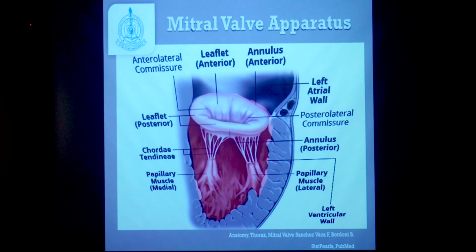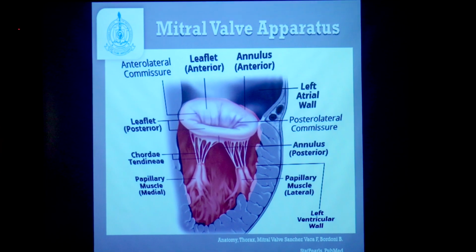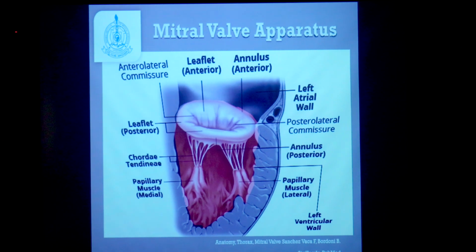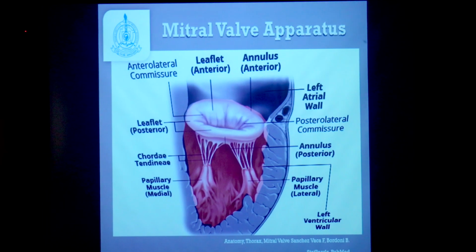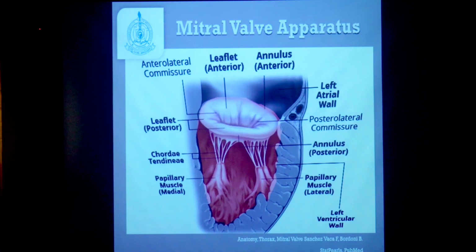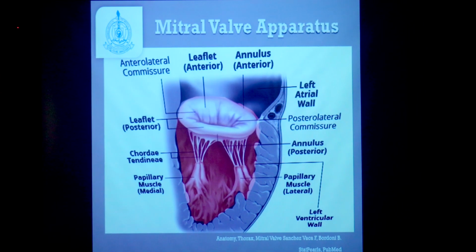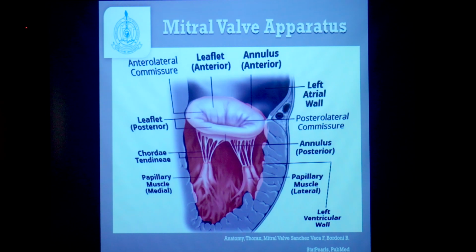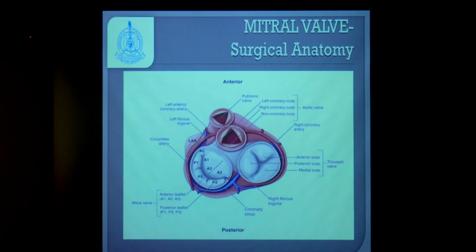This is the mitral valve apparatus. The mitral valve apparatus includes 5 important structures: the mitral annulus, the mitral leaflets, the anterior and the posterior leaflets, the chordae tendineae, the papillary muscles, and the left ventricle. Again, not going into the details of the blood supply and what are the anterior leaflets and the posterior leaflets and the primary, secondary and tertiary chordae.